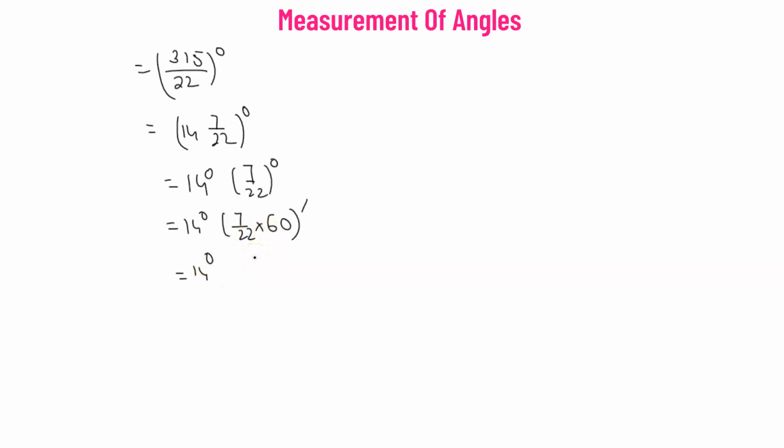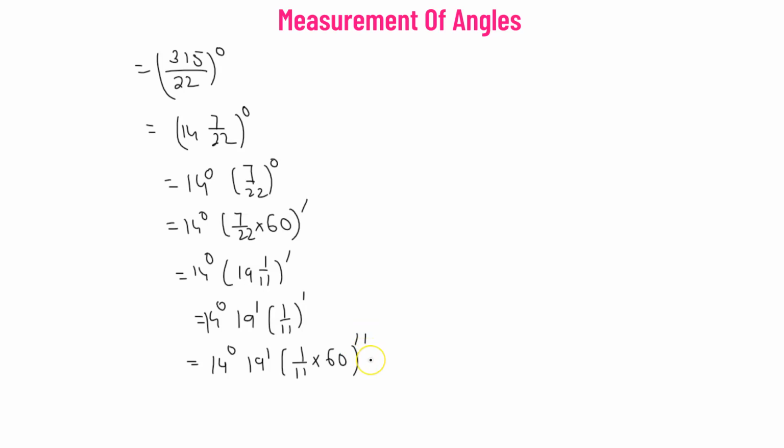So that gives us a value of 19 and 1 over 11. So this is minutes. So this is going to be equivalent to 14 degrees, 19 minutes and 1 over 11 minutes. And we'll finally convert 1 over 11 to seconds. So we have 14 degrees, 19 minutes, and we're going to multiply the fraction 1 over 11 by 60, and this will get converted to seconds.